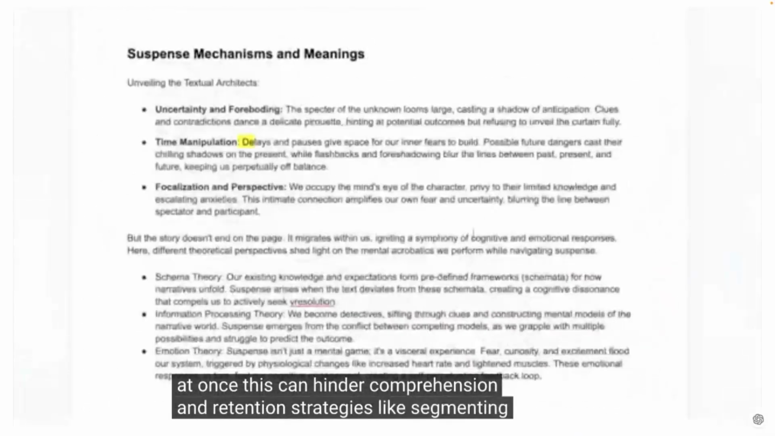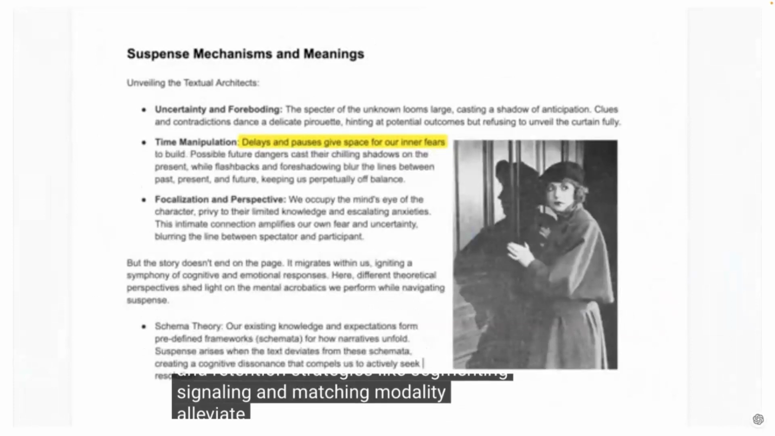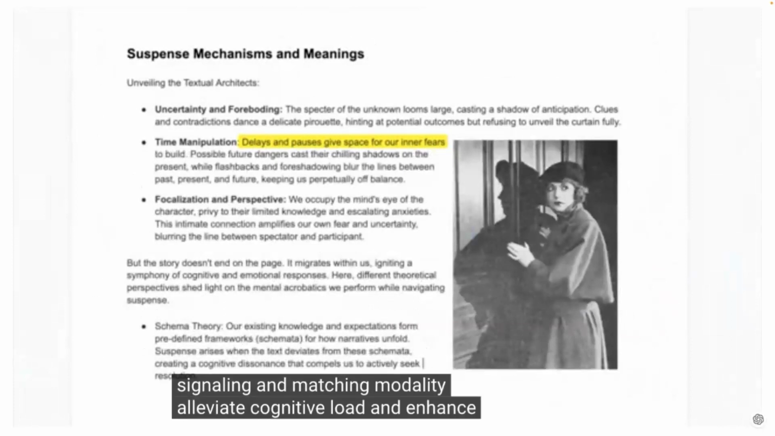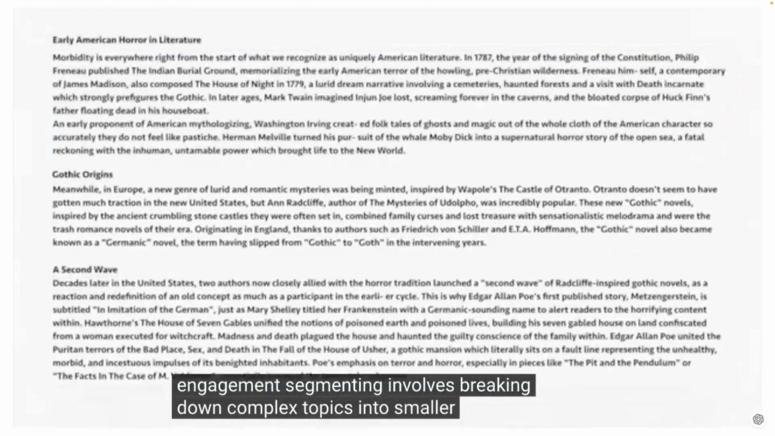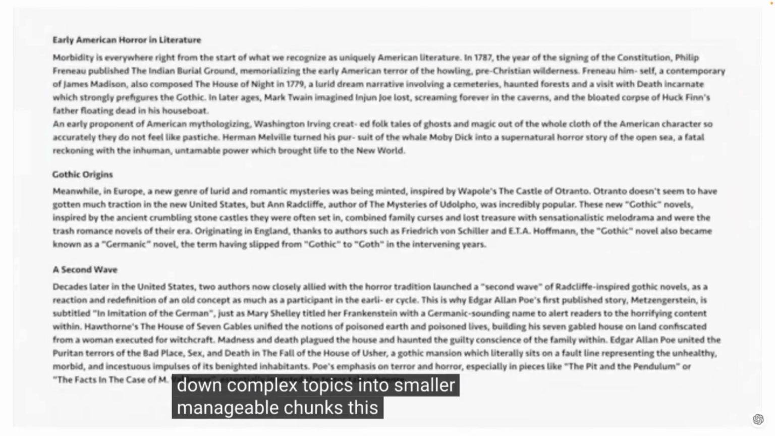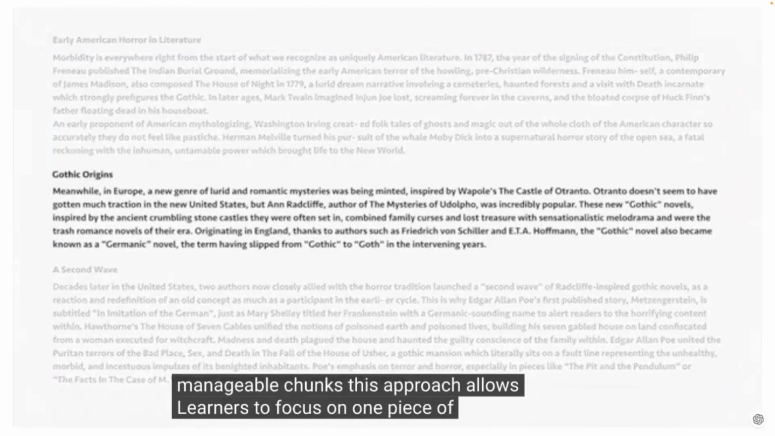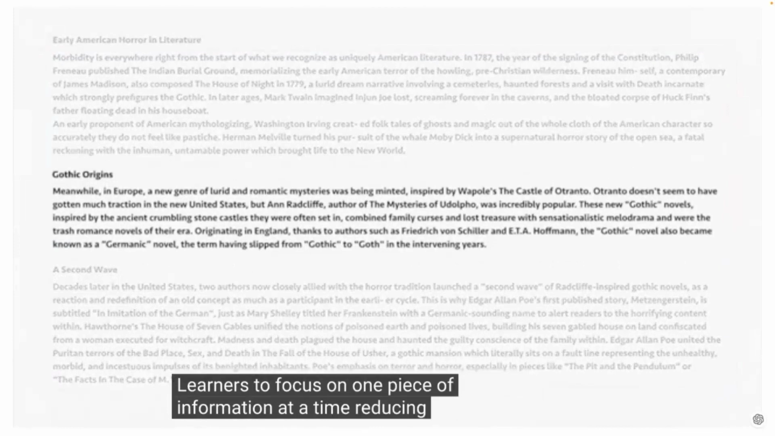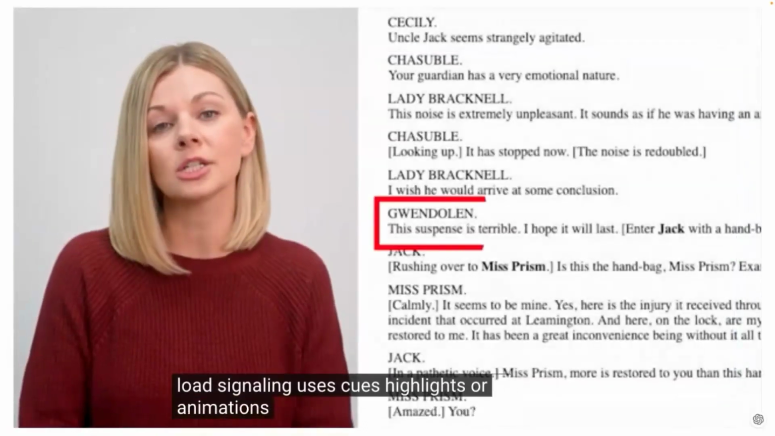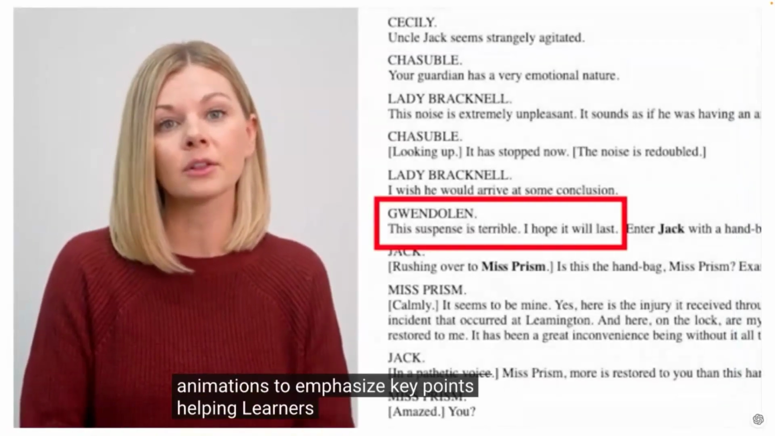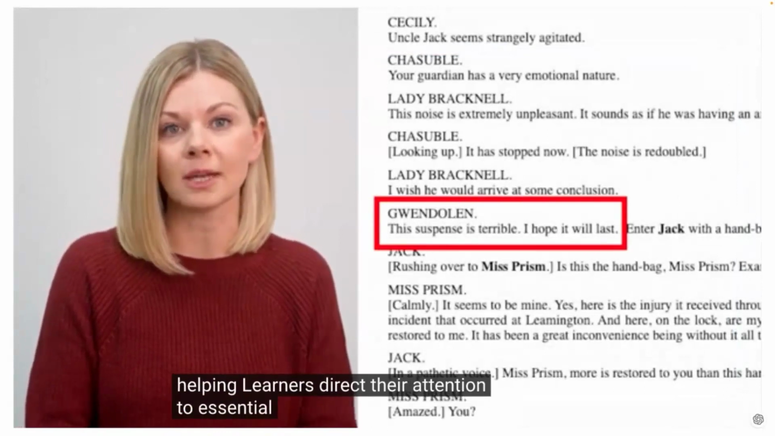Strategies like segmenting, signaling, and matching modality alleviate cognitive load and enhance engagement. Segmenting involves breaking down complex topics into smaller, manageable chunks. This approach allows learners to focus on one piece of information at a time, reducing cognitive load. Signaling uses cues, highlights, or animations to emphasize key points, helping learners direct their attention to essential information.